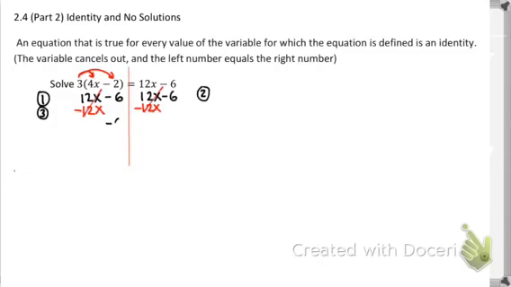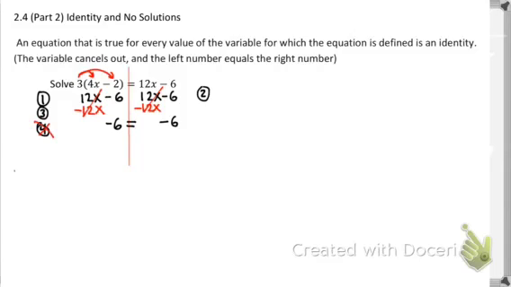So I want to move my variables to one side. So I want to subtract 12x from either side. It doesn't matter which, because it's the smaller variable. But the 12x cancels out on the left-hand side, the 12x cancels out on the right-hand side, leaving me with negative 6 on the left and negative 6 on the right.